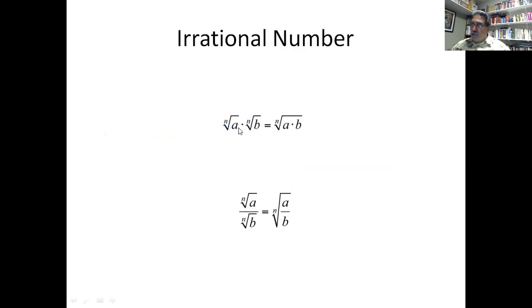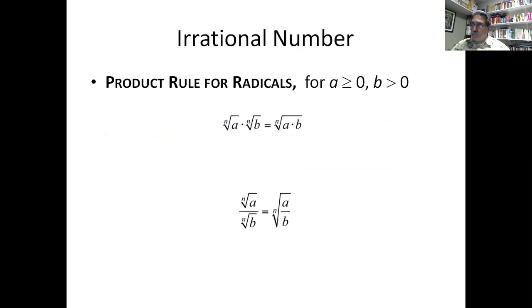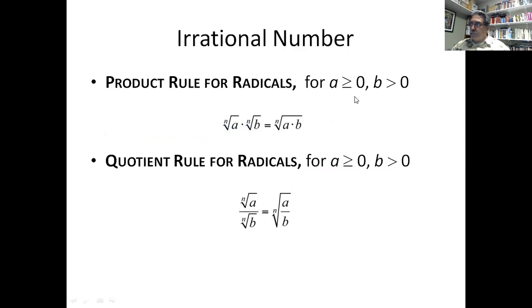When we have irrational numbers like this, if the roots are the same, we just put one radical and multiply them together. Same with the division: one radical, the same root number, and then a over b. Again, the product of roots for radicals, for a greater than or equal to 0 and b greater than 0, the same over here.